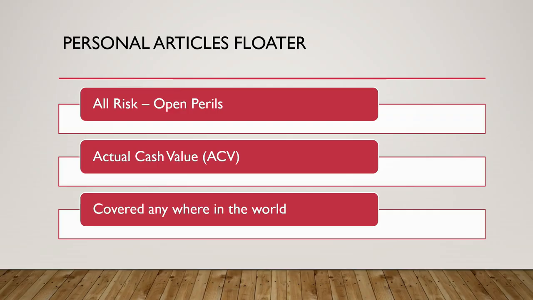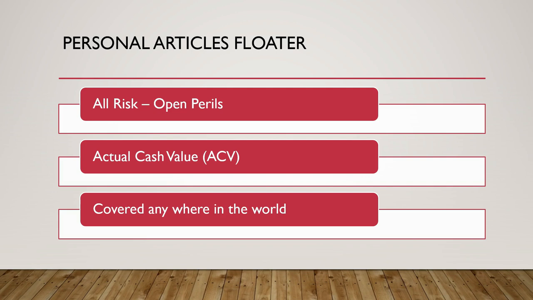The personal articles floater is an endorsement that will increase the premium when added because you're adding extra coverage to the policy. The good thing about a personal articles floater is that it is an all risk policy, meaning open perils. This means everything's covered other than what's excluded. It will also typically pay out at an actual cash value, and the scheduled or listed items will usually need to be appraised.